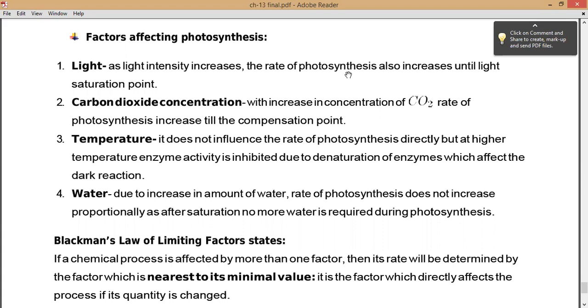Once it reaches its saturation point, after that no more water is being utilized in the process of photosynthesis. It needs a required amount of water. If a proper amount of water is present, then the rate of photosynthesis will be proper. But if less water is present, then it can affect the rate of photosynthesis, right? So these are the four different factors which are affecting the photosynthesis process, that is light, carbon dioxide concentration, temperature, and water, right?